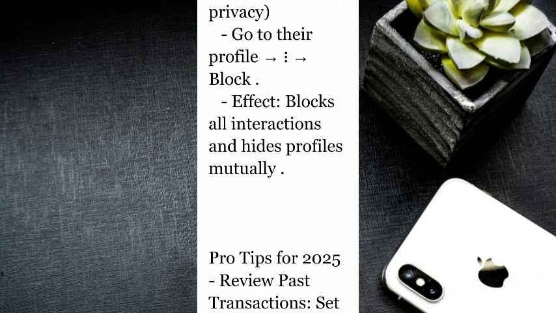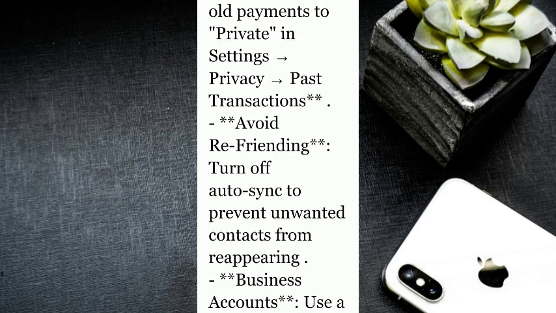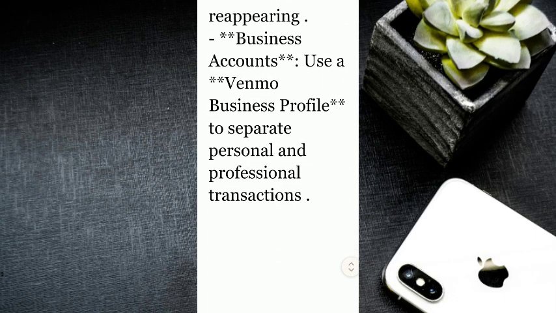Pro tips for 2025. Review past transactions. You can set old payments to private in settings, then tap on privacy and tap on past transactions. You can also avoid refriending by turning off auto sync to prevent unwanted contacts from reappearing. You can use the Venmo business profile to separate personal and professional transactions.